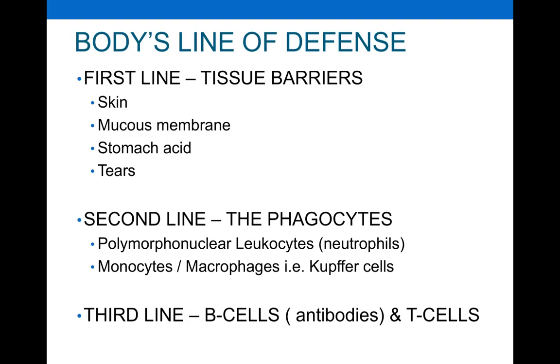And the third line of defense would be the B cells and the T cells. Generally, they are the cells of our immune system. The B cells differentiate to become plasma cells to develop what are called antibodies. And the T cells have two types. You have the T helper and T cytotoxic cells, which will be discussed later.